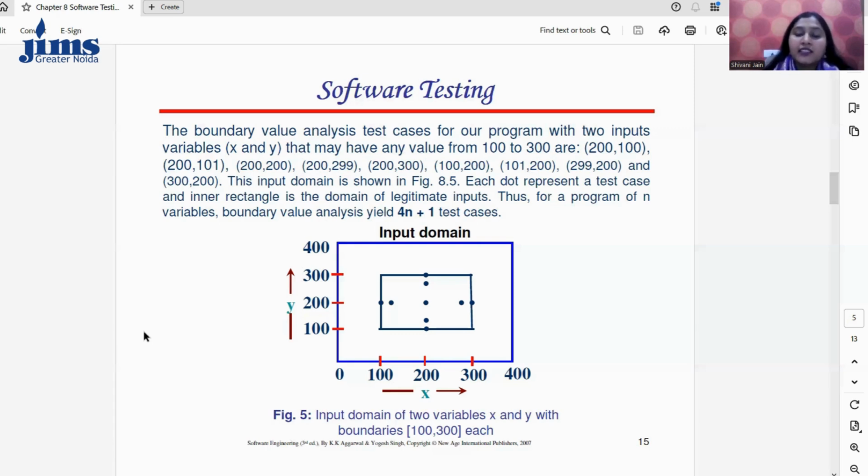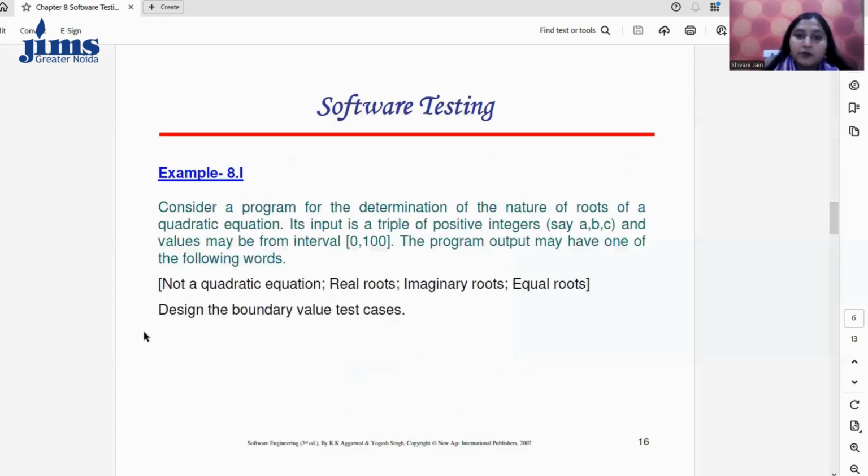In boundary value analysis, we have 4n plus 1 test cases, where n is the number of inputs. Here the number of inputs is 2, so 2 into 4 plus 1 is 9 test cases. So for this example, we will have 9 test cases. As you can see on the screen: 200 and 100, 200 and 101, 200 and 200, 200 and 299, 200 and 300, 100 and 200, 101 and 200, 299 and 200, and 300 and 200. So let's take another example.